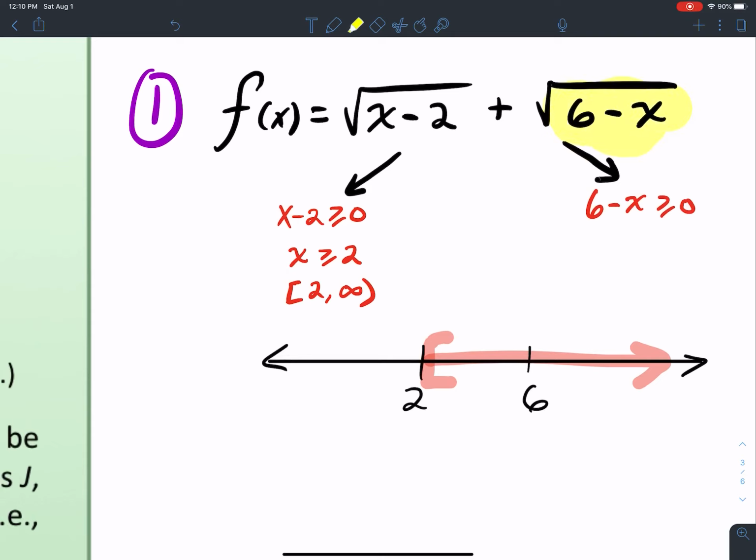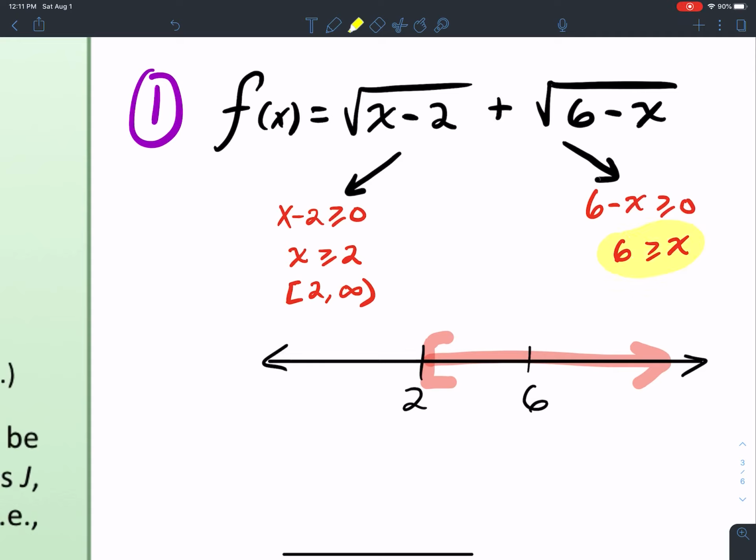I take what's inside, and I set it to be greater than or equal to 0. It's not set equal to 0. That's the biggest mistake I see people make with these problems when they're trying to find the domain. They just set the inside of the square root equal to 0. That's not what you're doing. The reason I set this to be greater than or equal to 0 is because it's a square root, an even index. That means whatever's inside here has to be non-negative. I can't take the square root of a negative number and get a real number.